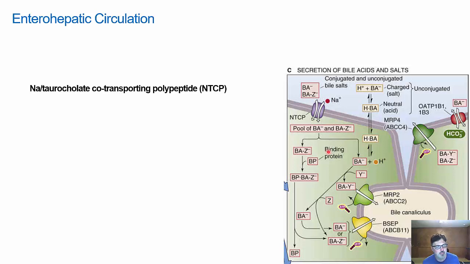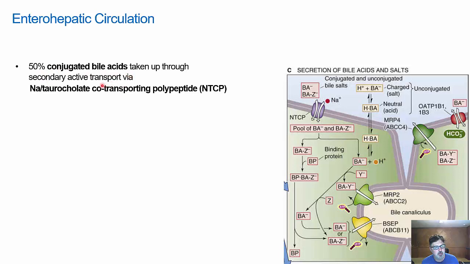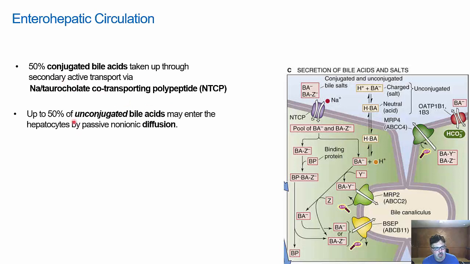Now, this is our sodium taurocholate co-transporting polypeptide. That's just our active transporter, if you would. It's just another name for it. That's going to be pulling these bile salts, transporting them across the cell. So 50% conjugated bile acids, they're taken up through a secondary active transport. That was our active transport here. And do remember that the other 50% will be taken up. They are unconjugated bile acids. And since they're unconjugated, they can be taken up by non-ionic or passive diffusion, just meaning that they're neutral.